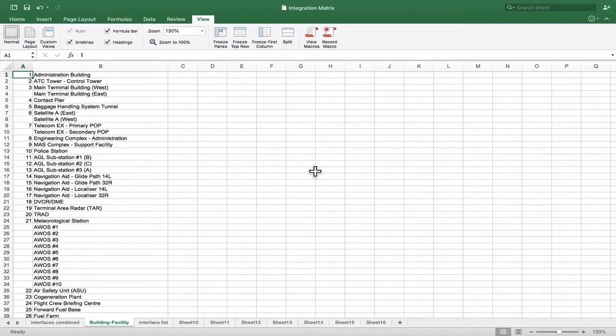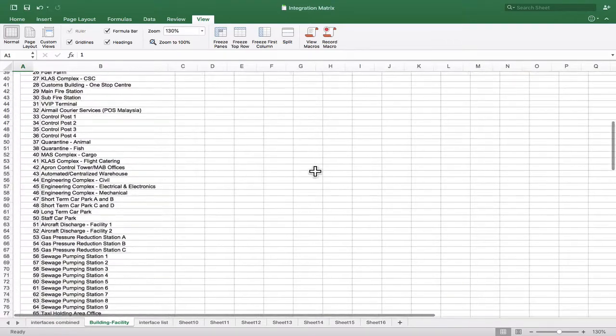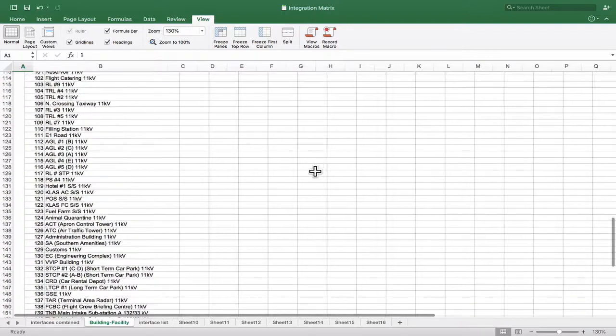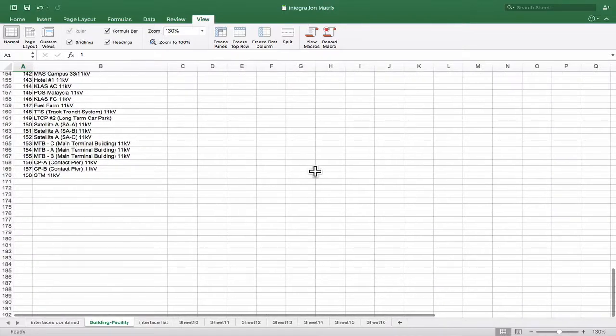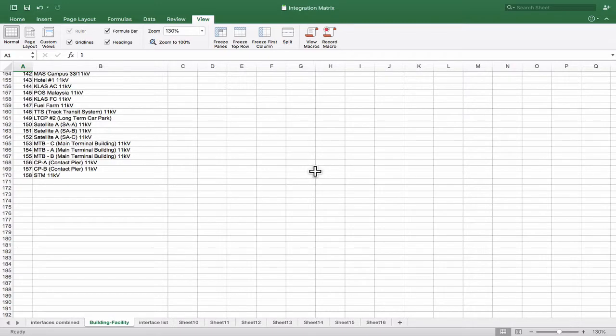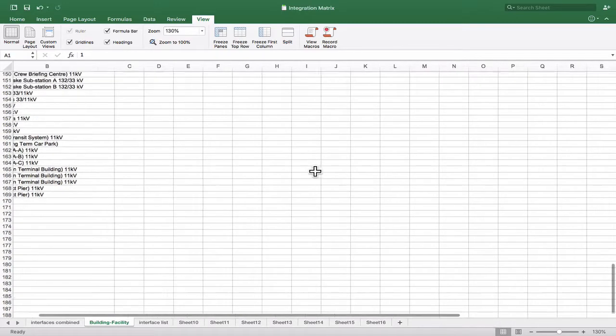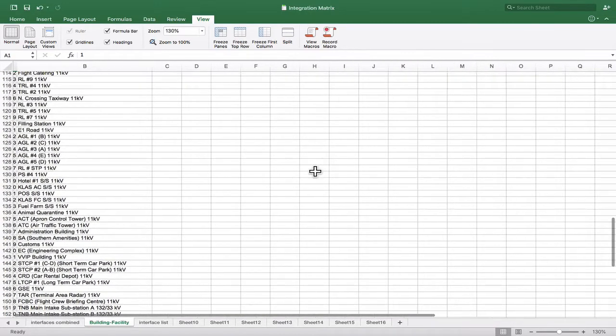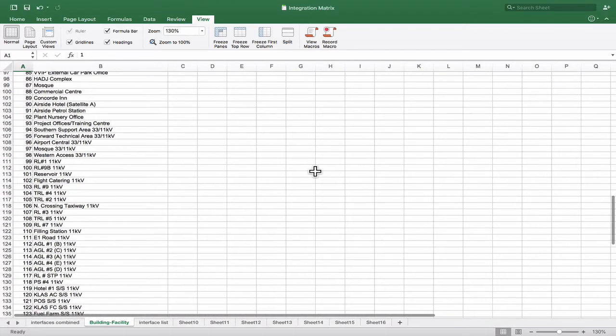So for this first one, this is the integration matrix. And in this case, it was for Kuala Lumpur International Airport. You can see the complexity of this one. There were some 158 separate locations, buildings, etc. This isn't the technical rooms. This is the different buildings that were located on KLIA. So step number 1 is you got to find out where all your stuff goes.